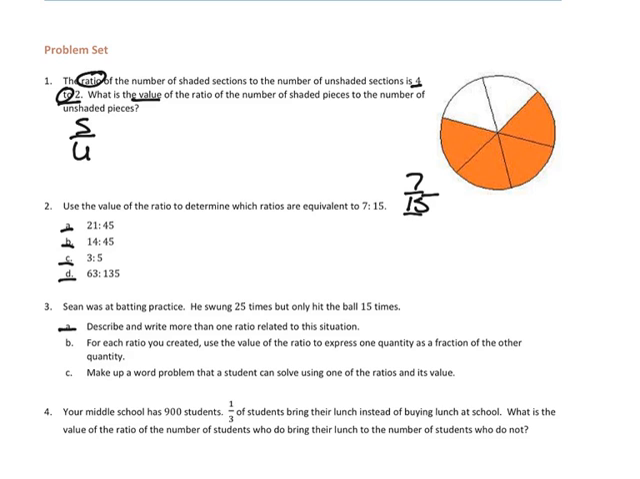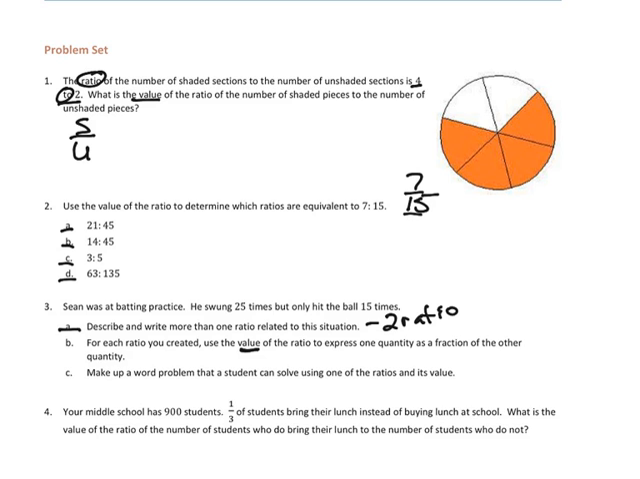Okay, so that's A. And then B says, for each ratio you created, use the value of the ratio to express one quantity as a fraction of the other quantity. I want you to create at least 2 ratios. 4 would be better. 4 is an overachieving amount. So at least 2 ratios will get you what I want for tomorrow. And then for B, they want you to find the value of the ratio to express one quantity as a fraction of the other quantity. So basically write the value of the ratio for both of them.